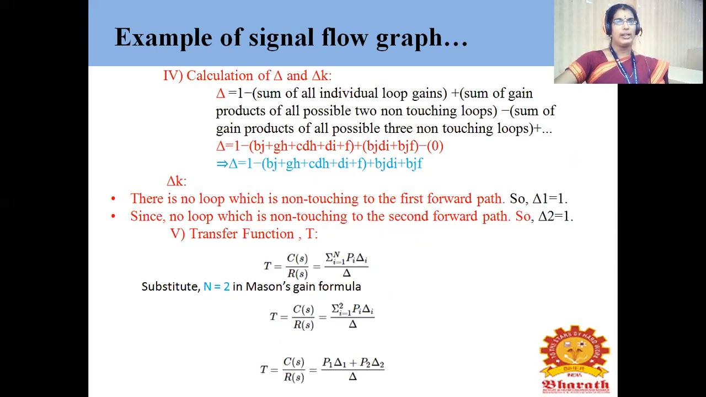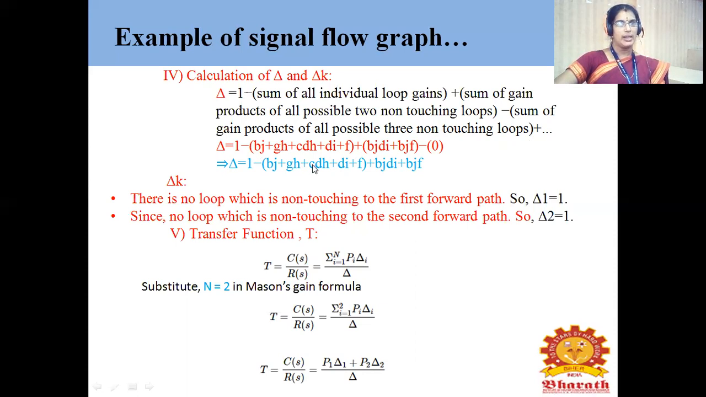Now we are going to calculate the value of del and del k. So here delta is equal to 1 minus the sum of all individual loop gains plus the sum of gain products of all possible 2 non-touching loops minus the sum of products of all possible 3 non-touching loops plus etc. Okay, so delta is equal to 1 minus, we are having all the gains, plus we are having all the gains of 2 non-touching loops, minus 3 non-touching loops, which is not there, 0.